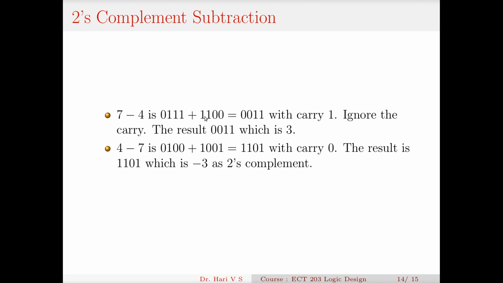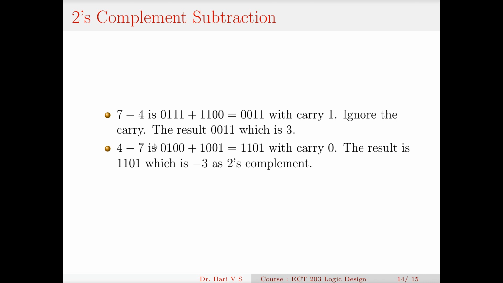Why do I get 1100 here? First, why this 1? Because this number is negative. Now I have to take the 1's complement of 4. 4 is equivalent to 100. 1's complement is 011. I have to add 1 to that to make it a 2's complement. So 011 when added with 1 gives you 100. So it becomes 1100. When I add, you get 0011 with the carry 1. In 2's complement subtraction, this carry need not be added. This carry is ignored, which makes it a 3.